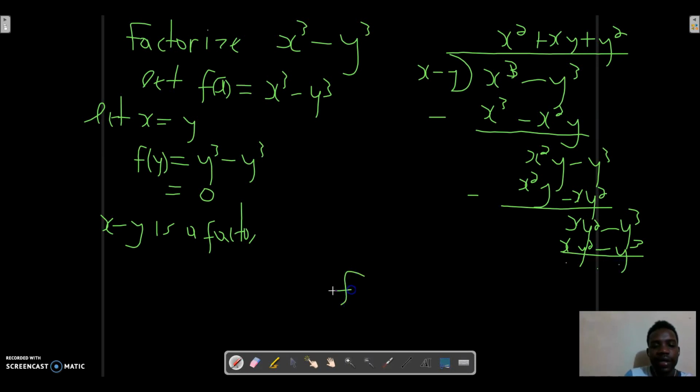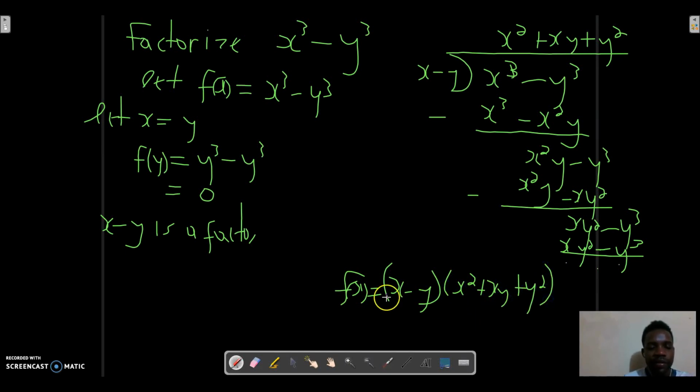So we can say that f of x is equal to x minus y multiplied by x squared plus xy plus y squared. And you might be asking me now, can't x squared plus xy plus y squared go any further? No. This is what is called an irreducible quadratic. It can't be broken down any further. It can't be factorized at this point in time, unless we bring in things like complex numbers, which we don't want at the current moment.